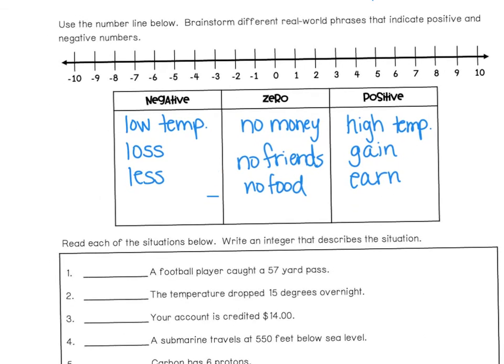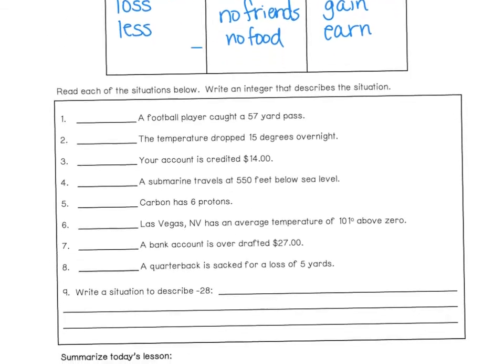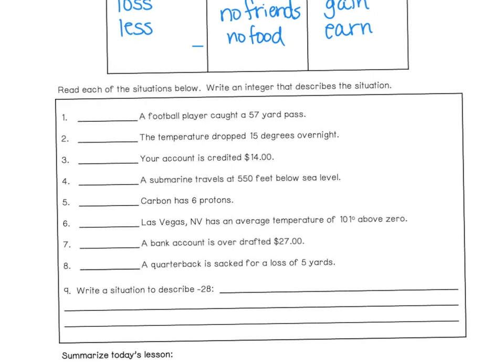Now, here's what we're going to do. In each situation here, we're going to write an integer. That's a number that's either a positive whole number or a negative whole number that describes the situation. Starting with this first one, a football player caught a 57-yard pass. For his team, that would be a gain of 57 yards. So that would be positive 57.